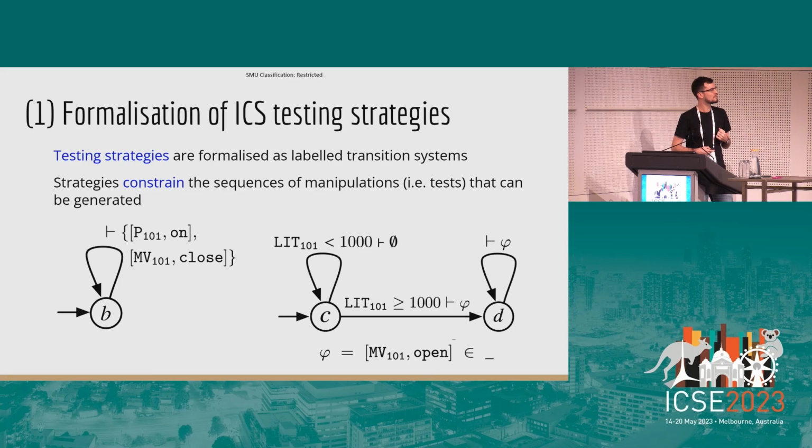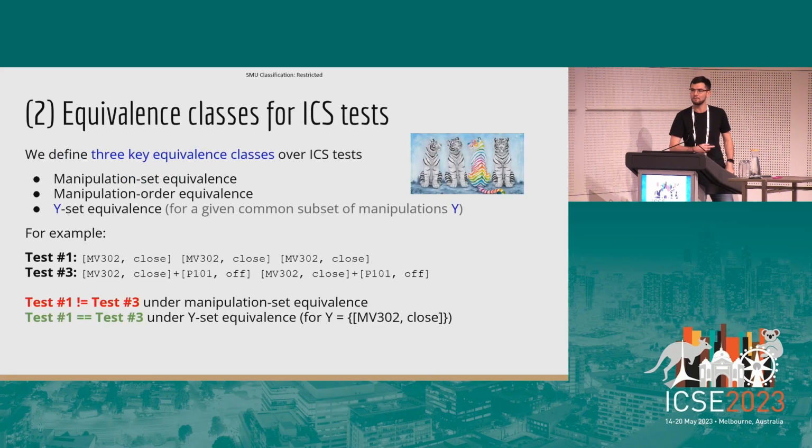And then the next step is to essentially define formally what it means for tests to be the same or different. So for this particular work, we defined three equivalence classes that were useful for our case study, but by all means, one can define more. So we have manipulation set equivalence, which is looking at the total set of all manipulations that were used in a sequence and then comparing them. Order, looking at the order that they were used in.